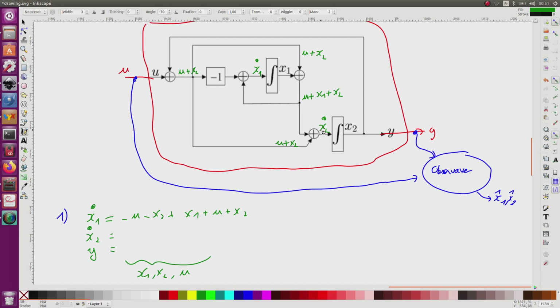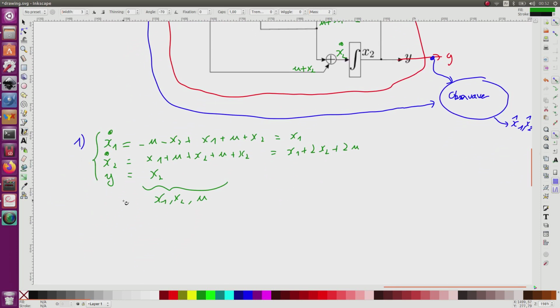So now what about x2 dot? x2 dot is the sum of this plus this, so it will be x1 plus u plus x2, plus u plus x2, so it is equal to x1 plus 2x2 plus 2u, and here x2. So what I observe is that some simplification has been performed, and easily I will be able to simplify this block diagram.